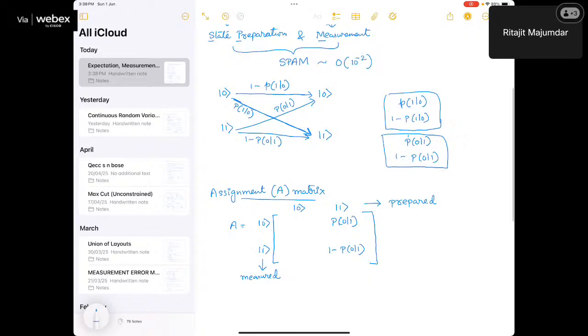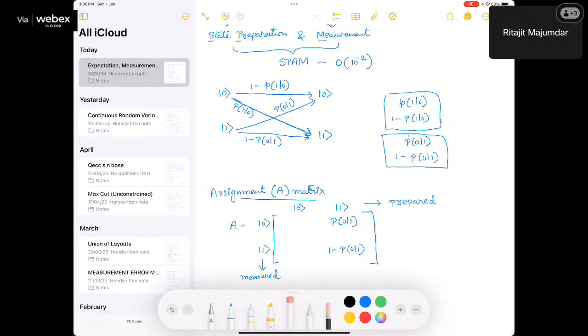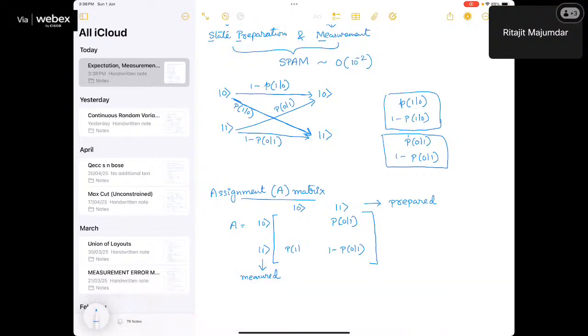Similarly, when I look into this position, what it means is the system was prepared in 0, but it was measured at 1. What is that? That is probability of 1 given 0. What is the probability that such an error didn't occur?